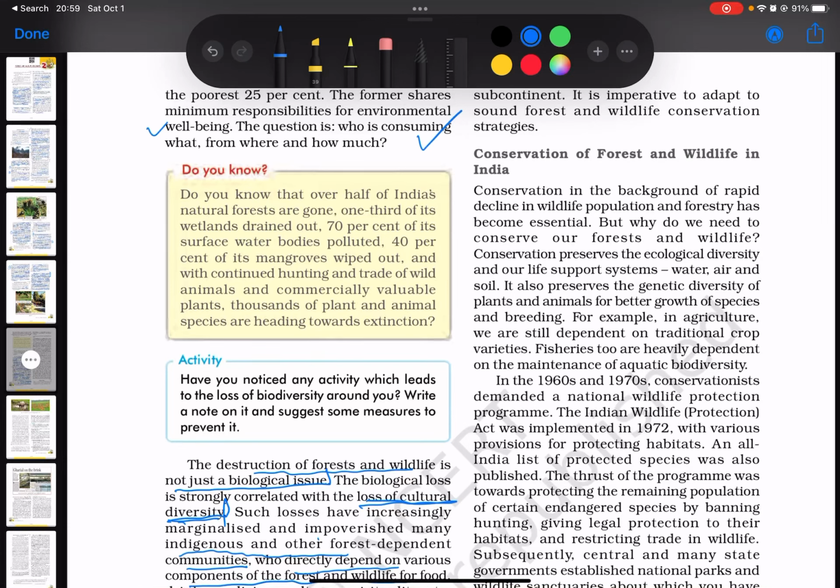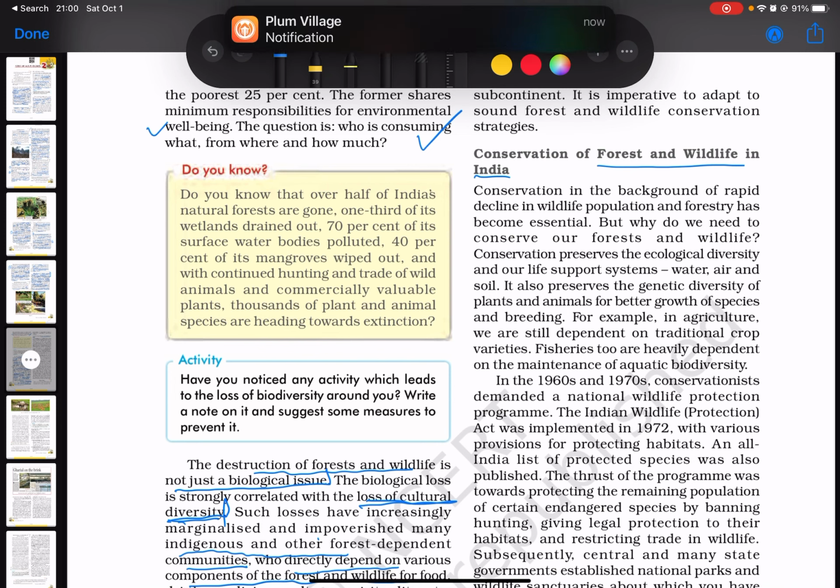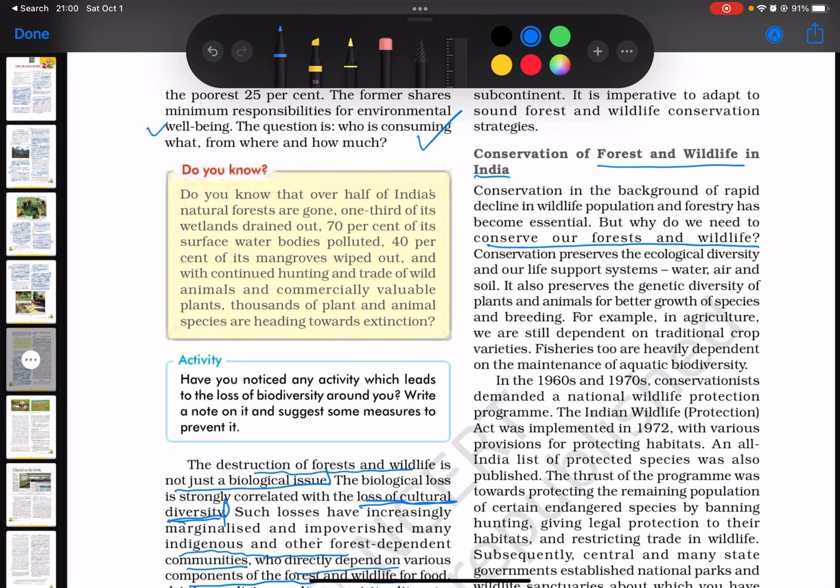Okay, so let's continue our discussion on conservation in the chapter on flora and fauna. So let's look at the conservation of forest and wildlife in India. Conservation, in the background of rapid decline in wildlife population and forestry, has become essential. But why do we need to conserve our forests and wildlife? That's a fundamental question.